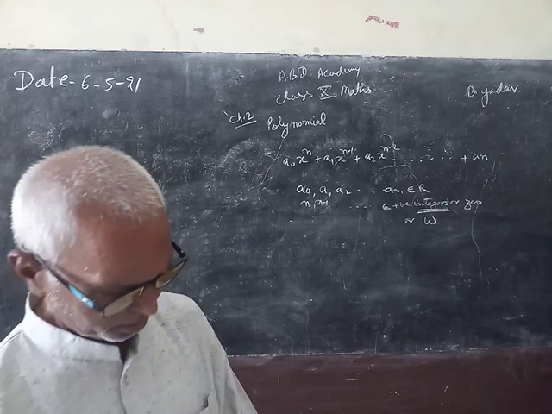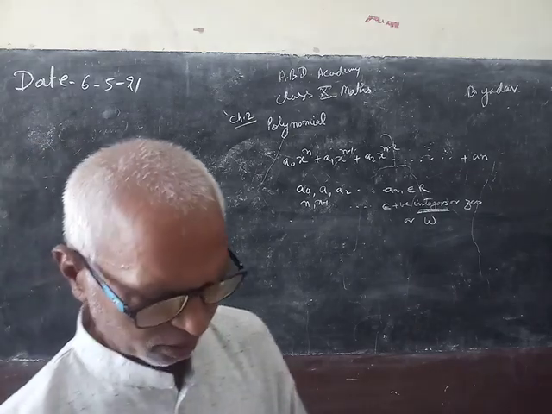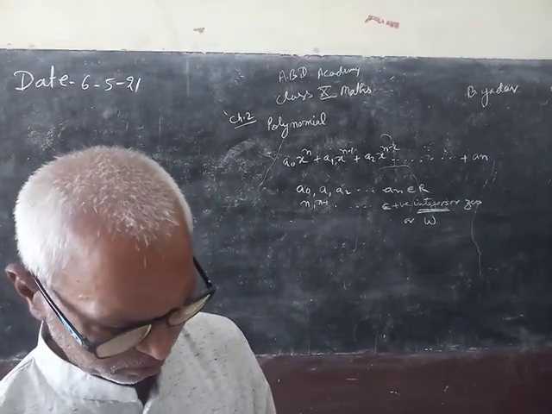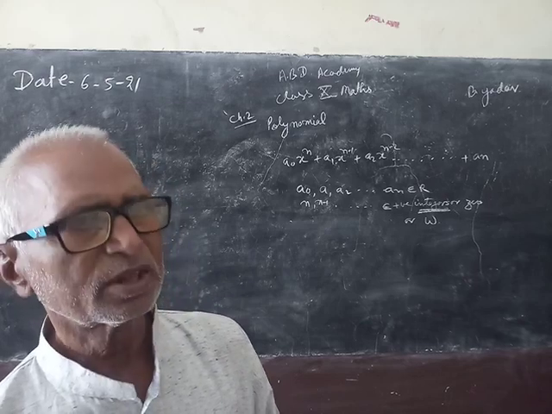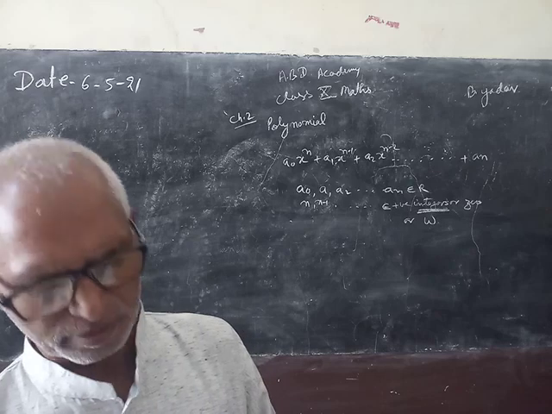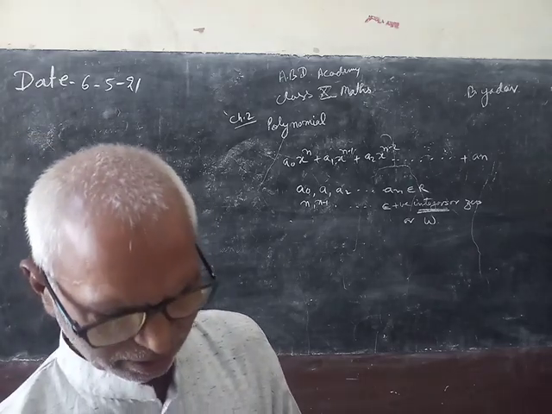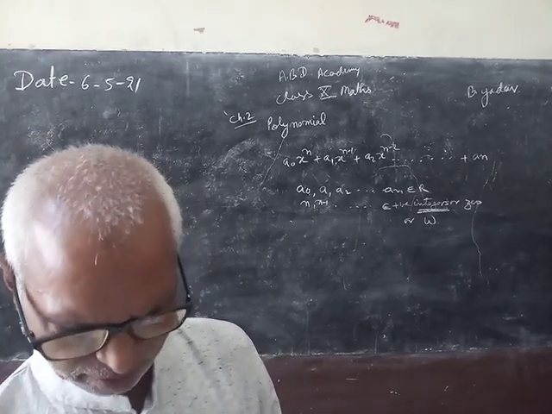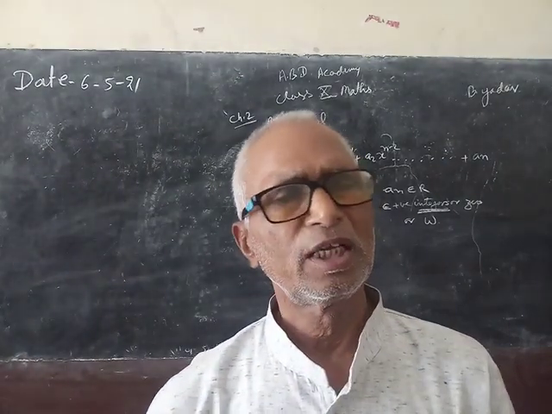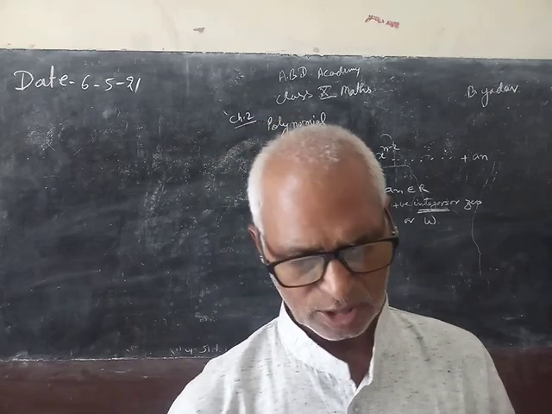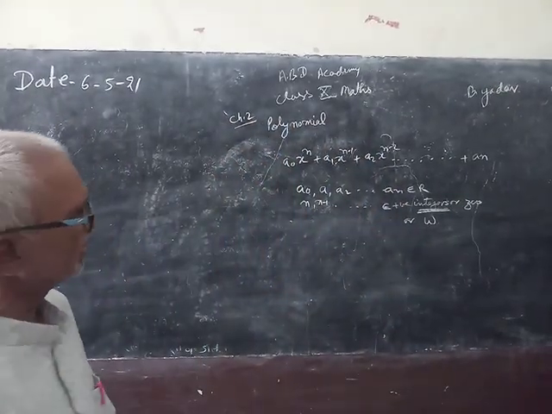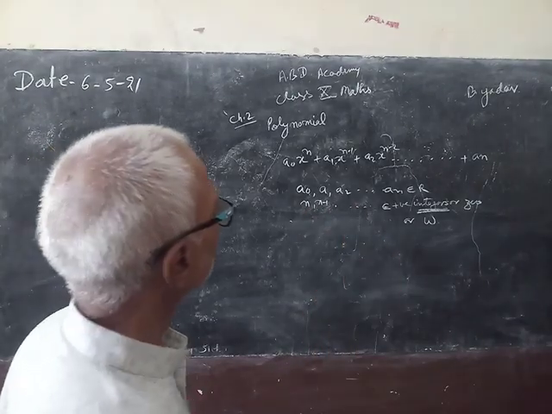Here some examples are given. Specifically it has not been mentioned, but I have given a general expression in one variable. These polynomials may be in many variables, 2 variables, 3 variables, 4 variables, but here our syllabus in class 10 is concerned with the polynomials in one variable. So I have taken an example of polynomial in one variable, say x.